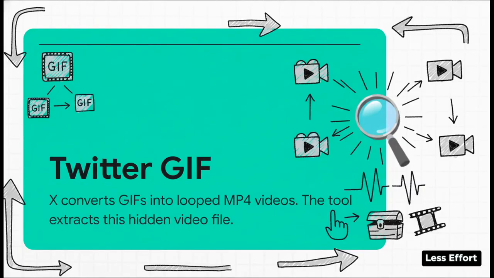So here's a fun little fact for you. Those GIFs you see on Twitter, they're not actually GIFs. X automatically converts them into looped MP4 videos to help things load faster. So when you use this tool to download a GIF, what you're really doing is saving that hidden video file.